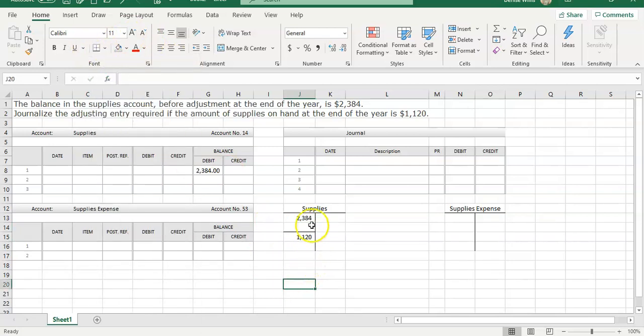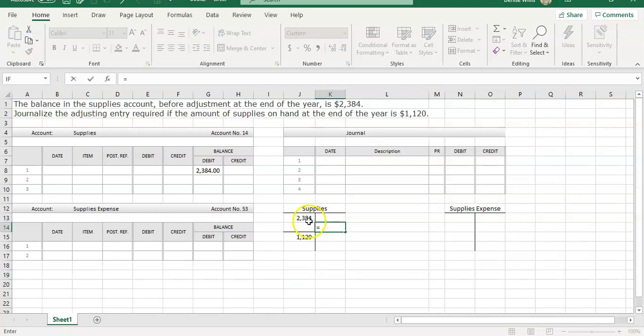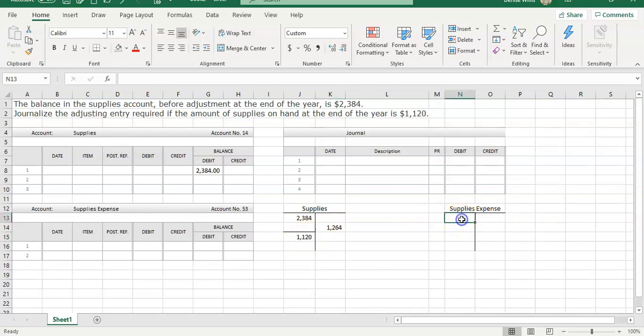So the question is, how do we get from here to there? Well, we're going to have to subtract. So what is the difference between 23.84 and the 1,120? We have to take $12.64 out of supplies to make this ending balance true. So we are going to credit supplies, and we are going to put that into supplies expense. So in T account form, that's what it's going to look like.